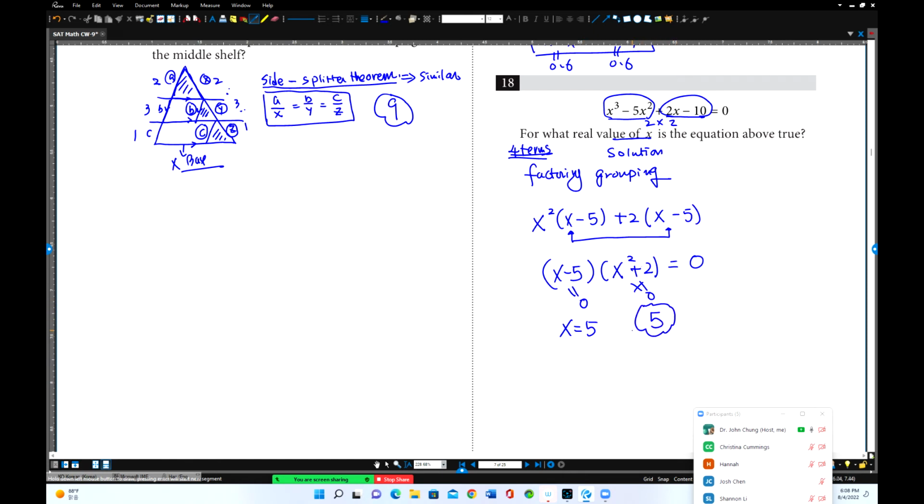Okay? But some other times grouping, this does not belong to the SAT, is something like this one. x squared minus 2x plus 1 minus 9, minus y squared.